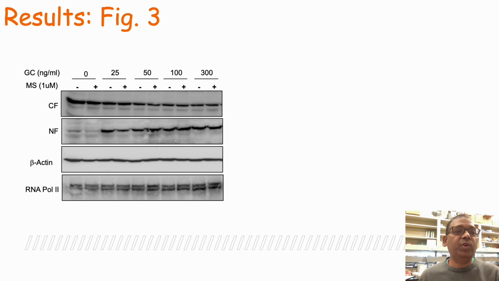We wanted to confirm whether the translocation of glucocorticoid receptor is being modulated by morphine or not. So we treated the cells with different concentrations of glucocorticoid in the presence or absence of morphine. When the glucocorticoid was not present, there was no nuclear translocation. But other than that, whenever we used either a low or high dose of glucocorticoid, it resulted in nuclear translocation. Beta-actin and RNA polymerase II serve as loading controls for cytosolic protein and nuclear protein respectively.